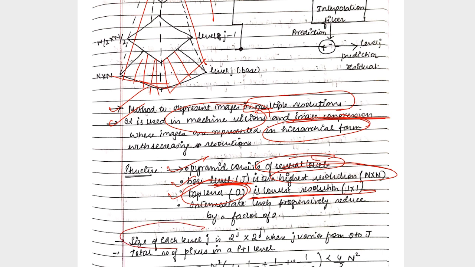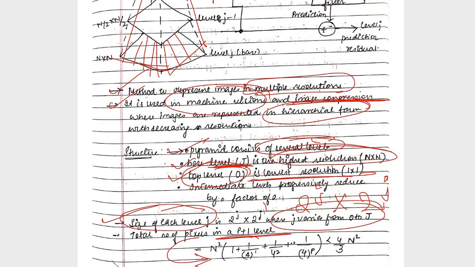Now the size of each level is given by 2 to the power j into 2 to the power j, where j varies over a particular range. The total number of pixels at a particular level is given by n square times 1 plus 1 by 4 plus 1 by 4 square plus up to 1 by 4 to the power of P.